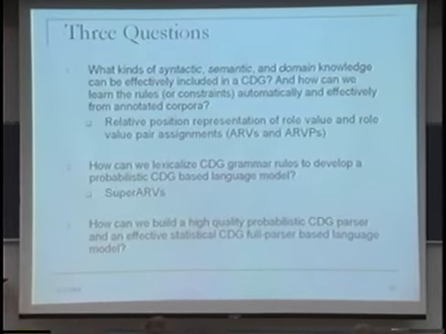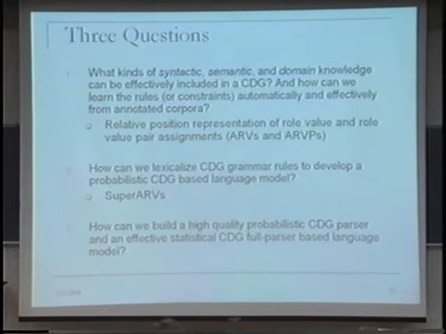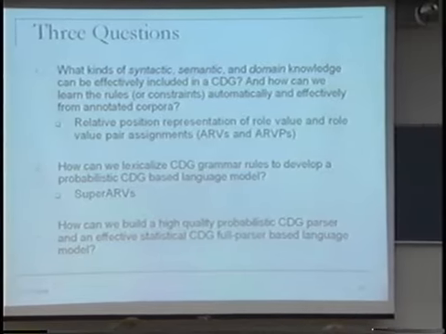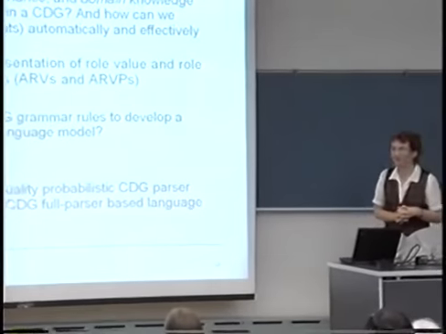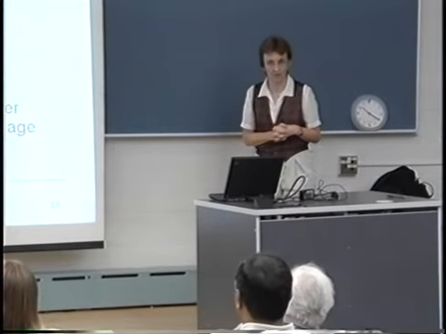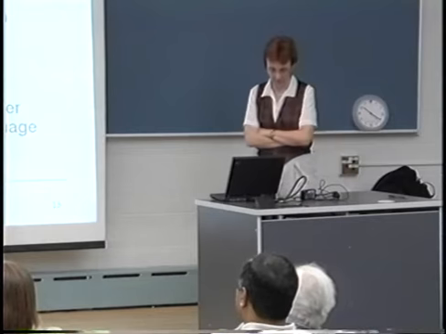So there are three questions that we had to answer. What kinds of information can be effectively included in the CDG? Syntactic, semantic, domain knowledge. In the end, we didn't include semantic information. It just caused the language model to blow up too much. And how can you effectively learn the rules from an annotated corpus? Now, there is no CDG tree bank, right? So we are also faced with having to learn the grammar, the CDG, without a tree bank. And so there'll be some issues that we'll have to address a little bit later on.